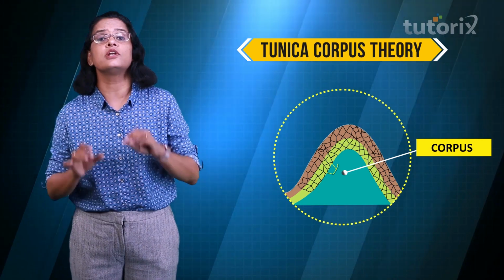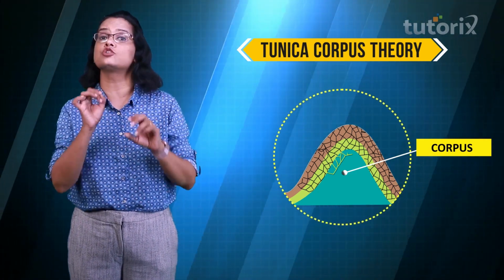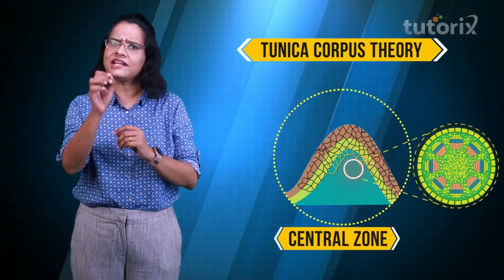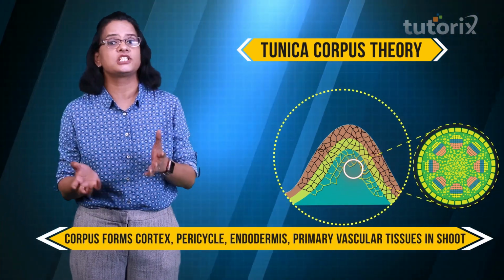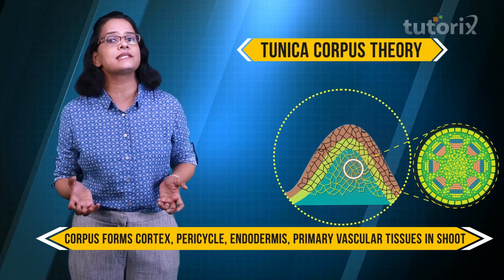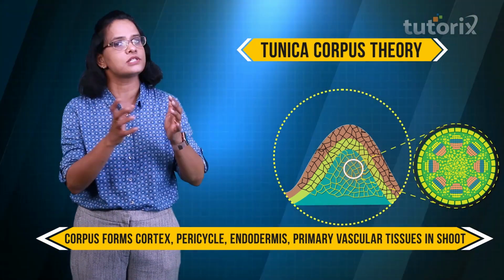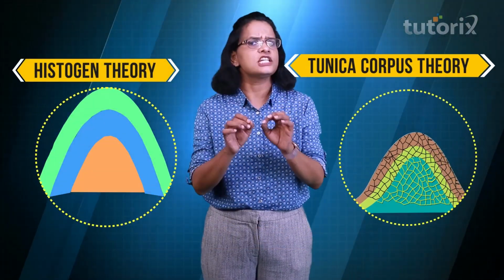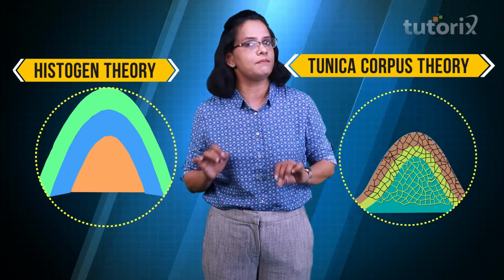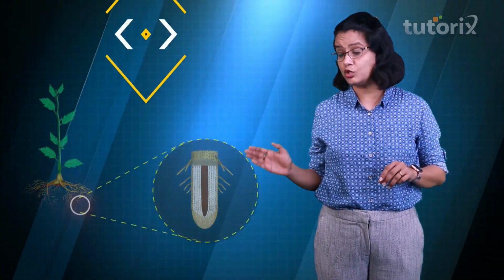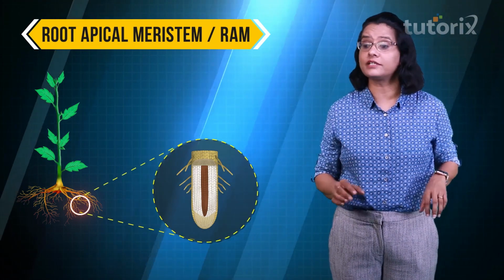And the next zone is the corpus zone. The corpus zone is present in the center and is known as the central zone, and this is responsible for formation of other regions of the shoot, which are the cortex, pith, pericycle, primary vascular tissues, etc. So, these were the two theories which explained different regions of shoot apical meristem.